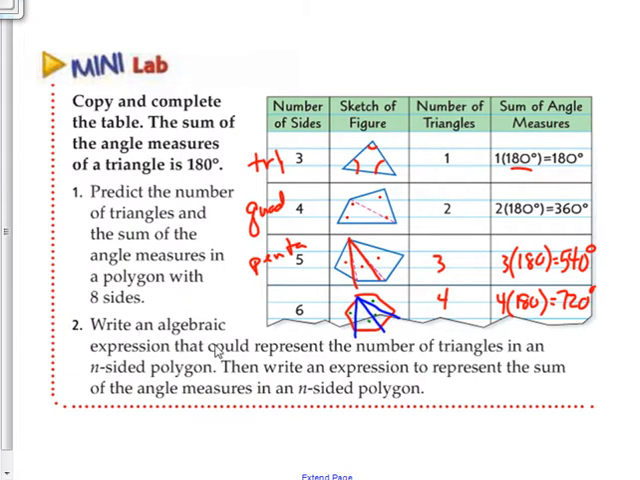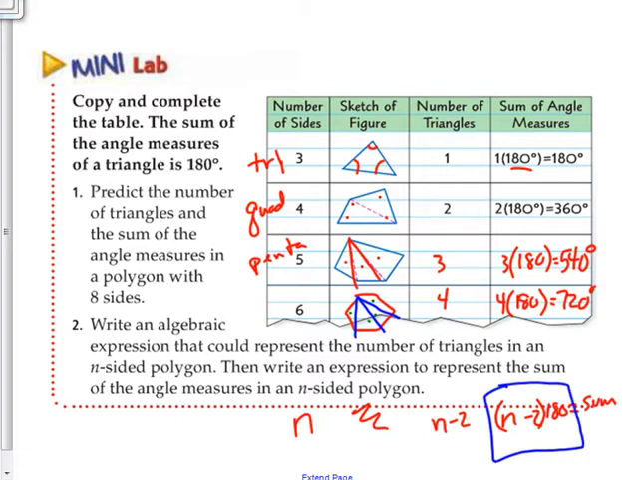Here it says, write an algebraic expression that could represent the number of triangles in an n-sided polygon. So we want to say it's n sides. Obviously, we don't know what the polygon is going to look like because it's got n sides. Take a look here. If we have 3 sides, we have 1 triangle. 4 sides, 2. 5, 3. 6, 4. So it's always n minus 2. There are always 2 fewer triangles than the number of sides. And then we always took this number and multiplied by 180. So n minus 2 times 180 will equal the sum of the interior angles. That's our expression right here.